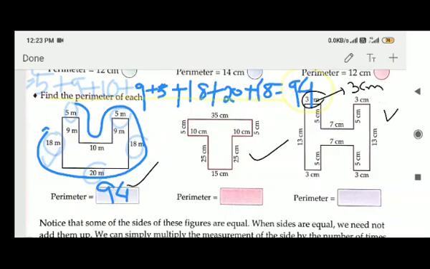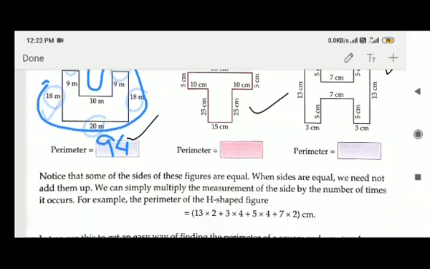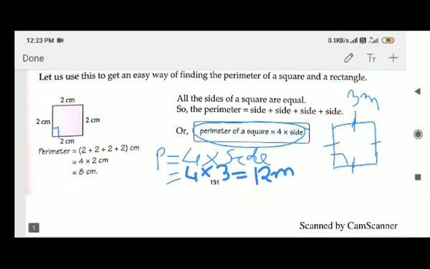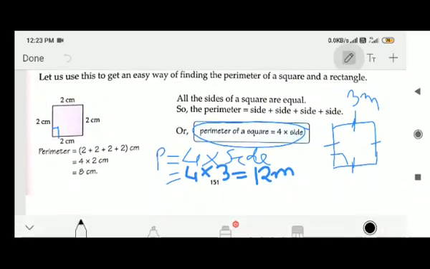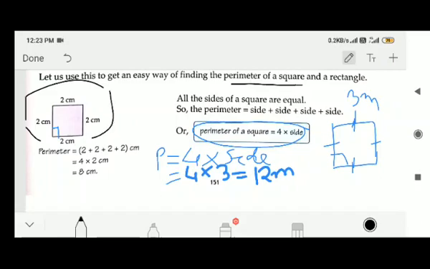Now we will learn about the perimeter of some special figures. First, how to find the perimeter of a square. A square is a figure whose all sides are equal and each angle is 90 degrees. So here is a figure of a square of side 2 centimeter. All sides are 2 centimeter and each angle is 90 degrees.